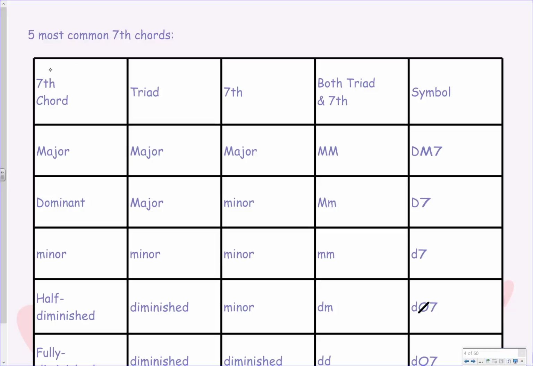So these are our categories. So here at the top, we have our 7th chords.